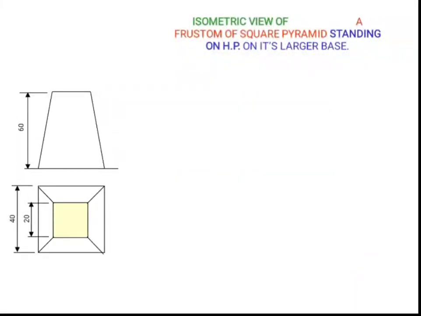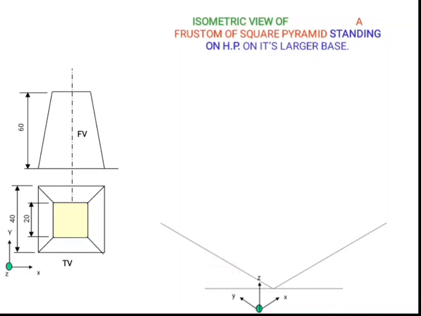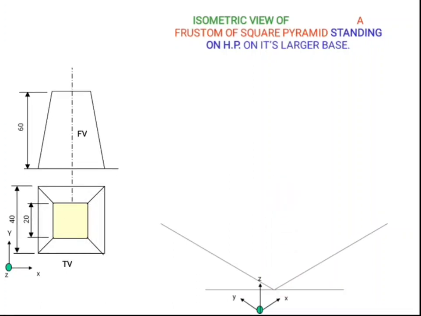The isometric view of a frustum of a square pyramid standing on a horizontal plane on its larger base. Front view and top view are obtained. After that, starting from the horizontal line, marking the origin on that line, the x-axis, y-axis and z-axis are indicated by using an indicator here. We can mark a 30-degree inclined line towards the right, which will represent the x-axis, and a 30-degree inclined line towards the left, which will represent the y-axis, and a perpendicular line which will represent the z-axis. Here I am selecting the leftmost corner as the origin point. It may vary depending upon the position of the object.